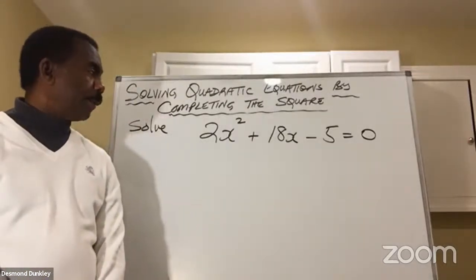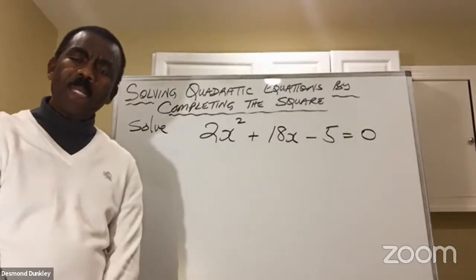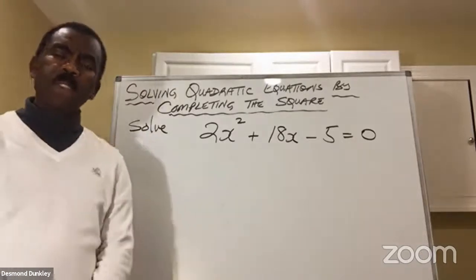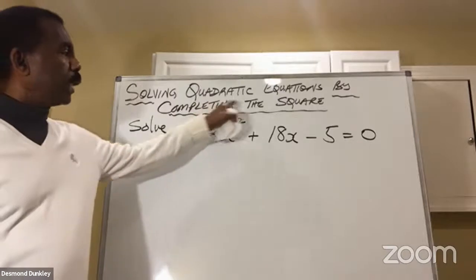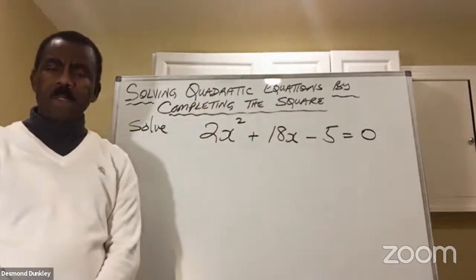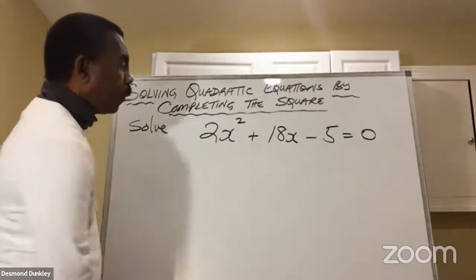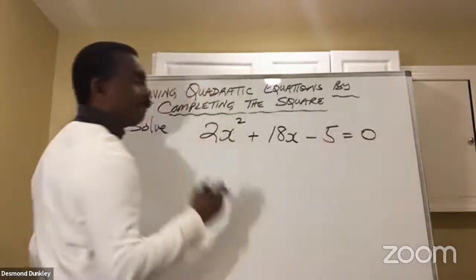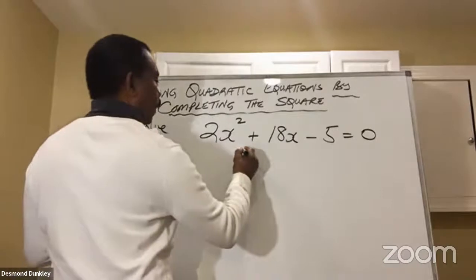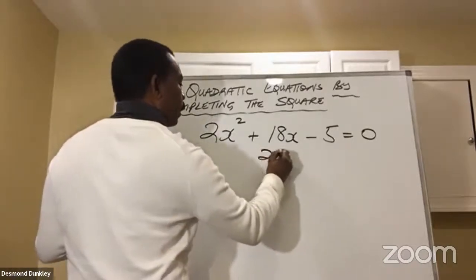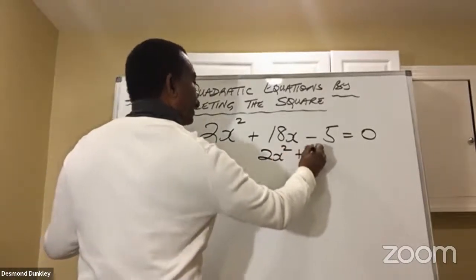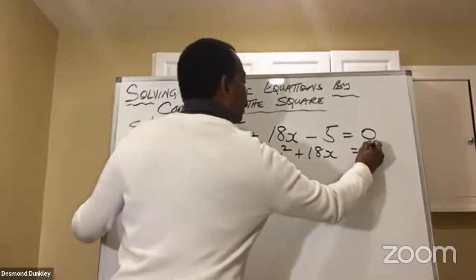Well, I said to you earlier that any quadratic equation can be solved using completing the square. So let's go ahead and try. Let's stay with the method that we have been using. We get rid of the negative 5 by adding 5 to both sides. So now we have 2x squared plus 18x equal to 5.